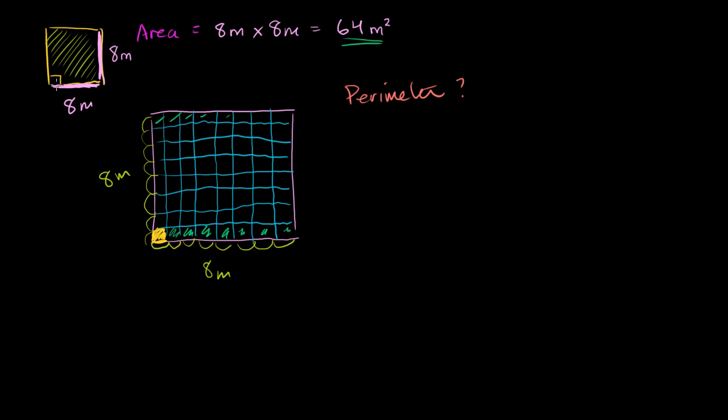So it would be the distance around. It would be that distance plus that distance plus that distance plus that distance. Well, we already know this distance right here on the bottom. We already know this distance is 8 meters.